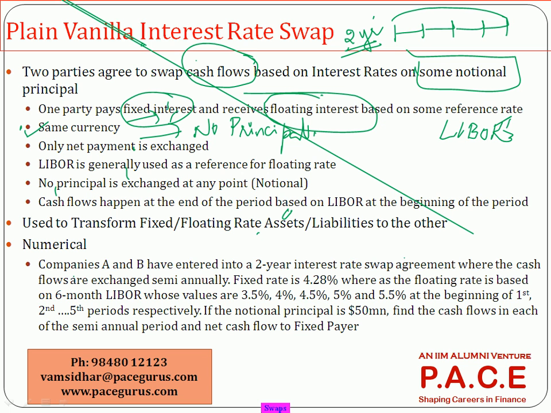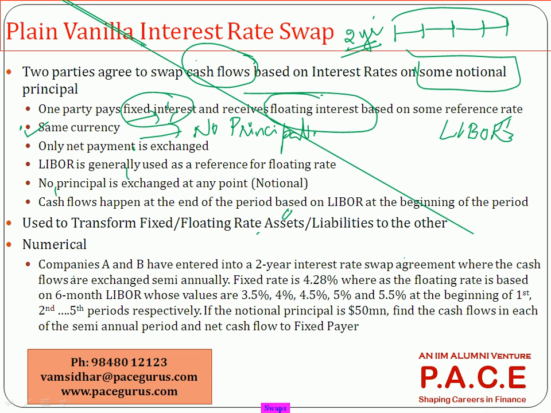Now, from a computation standpoint, let's look at this small example. So this is how the contract will be designed. A and B, a 2-year interest rate swap agreement. Cash flows are exchanged semi-annually. Right? The fixed rate is 4.28% for the entire period. For the entire 2 years, we are deciding today itself.